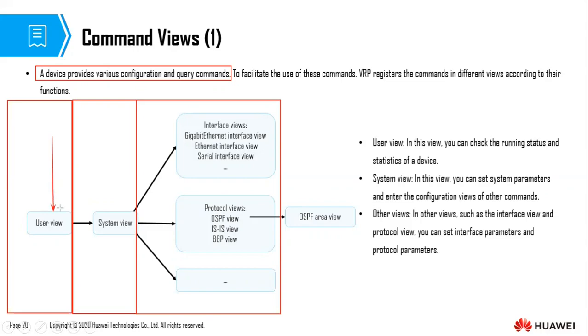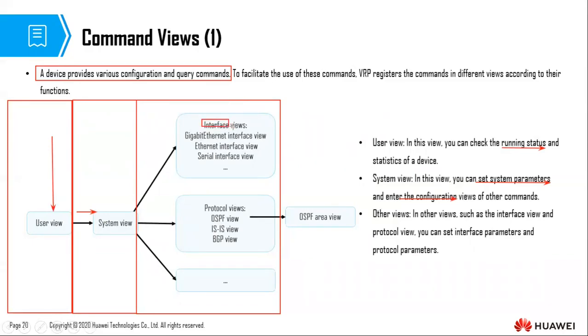Now, on the user view, you can only do a few things, like check the running status of the device using the display commands. If you want to do any configuration, if you want to configure your device, you have to move from user view to system view. So we will be talking about this a lot. Move to system view, then enter this command.